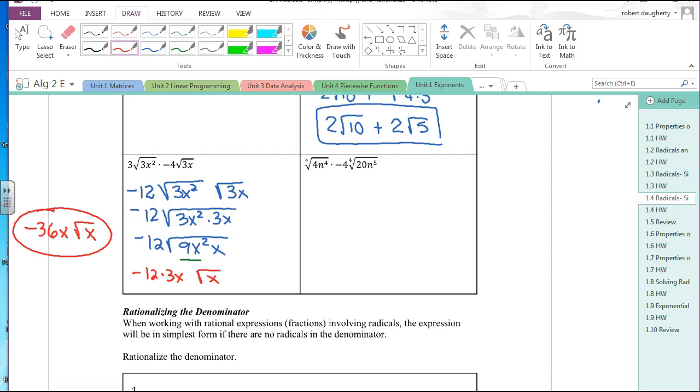Okay, how are you feeling about these? Similar to adding. The only thing about adding is that you have to have exact matches in order to add them and combine them. Here, you can multiply anything. Okay, you multiply and then you simplify.